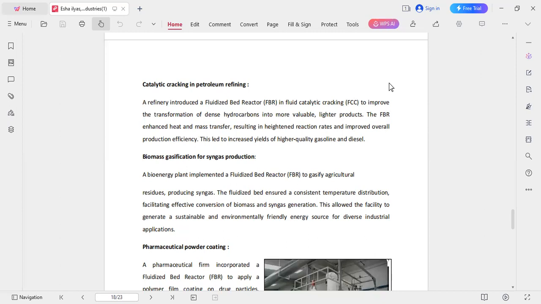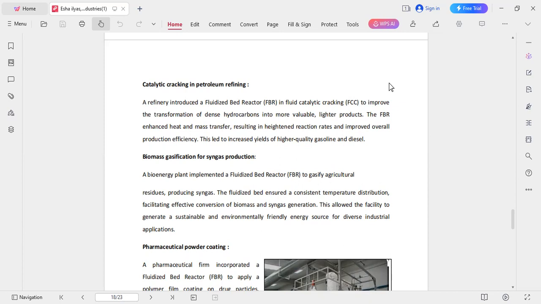Number 2, biomass gasification for syngas production. A bioenergy plant implemented a fluidized bed reactor to gasify agricultural residues, producing syngas. The fluidized bed ensured a consistent temperature distribution, facilitating effective conversion of biomass and syngas generation. This allowed the facility to generate a sustainable and environmentally friendly energy source for diverse industrial applications.